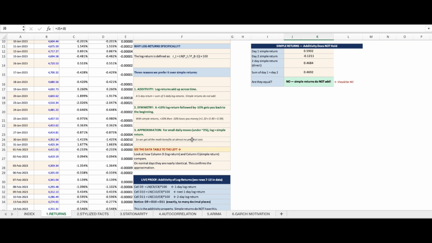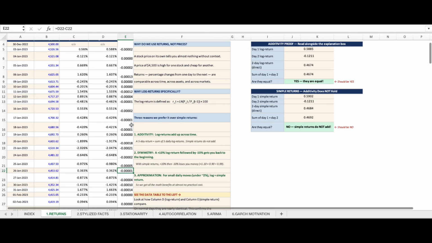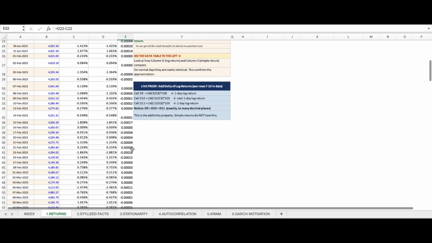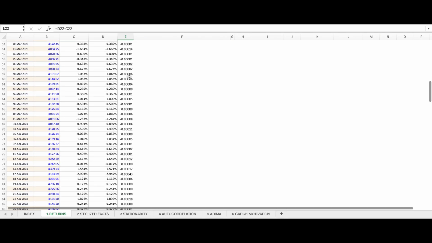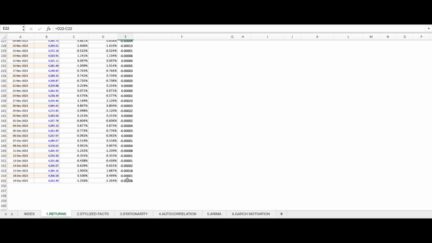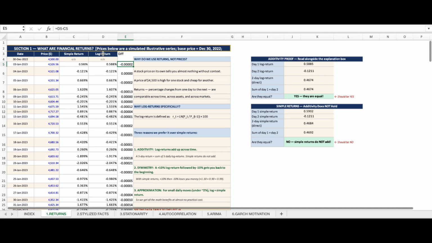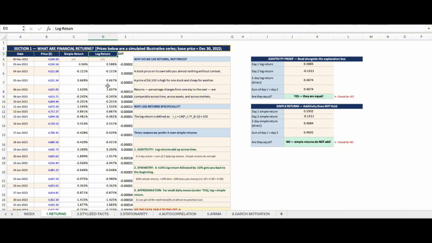The third reason is approximation. For small daily moves, which is most trading days, the log return is almost identical to the simple return. So if you look at column E, which shows the difference between the two, on normal days, it is essentially zero. So we get all the mathematical benefits at almost no practical cost. This is why every time series model in quantitative finance is applied to log returns, not prices, and not even simple returns.